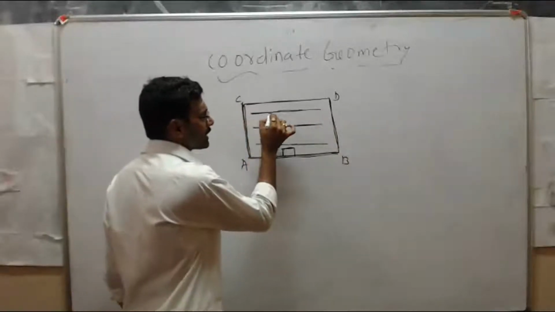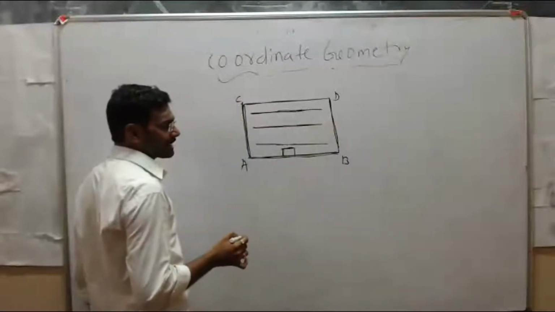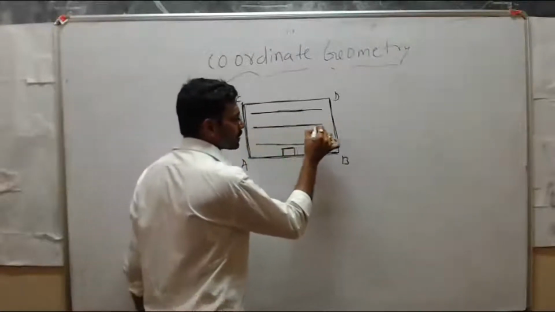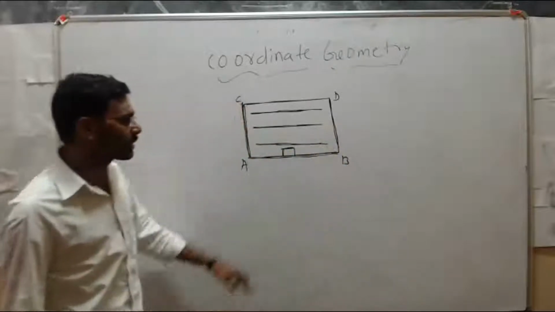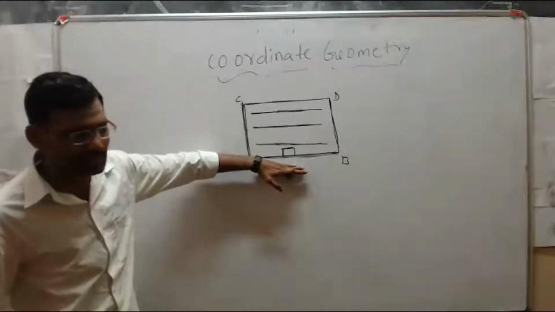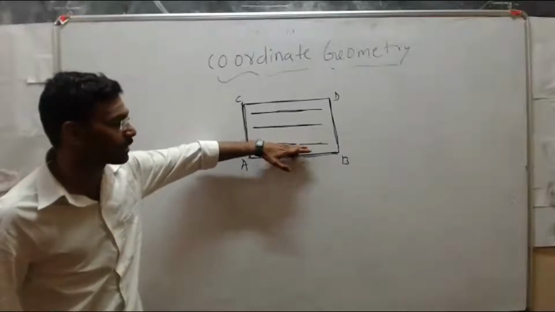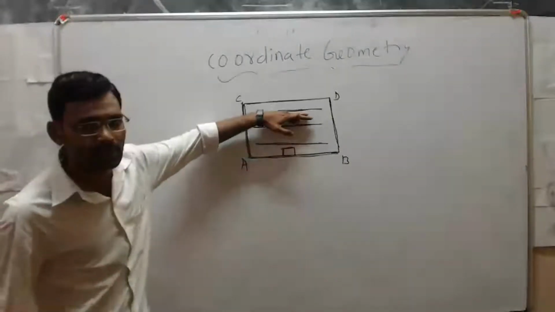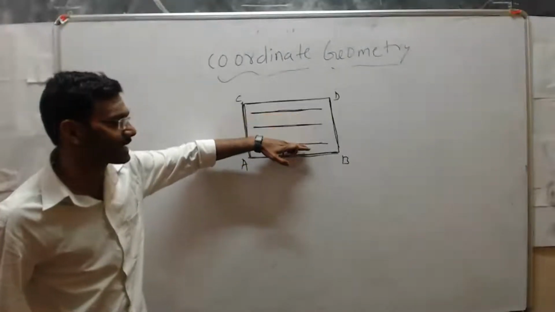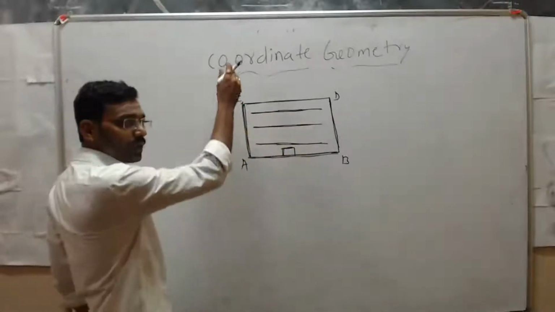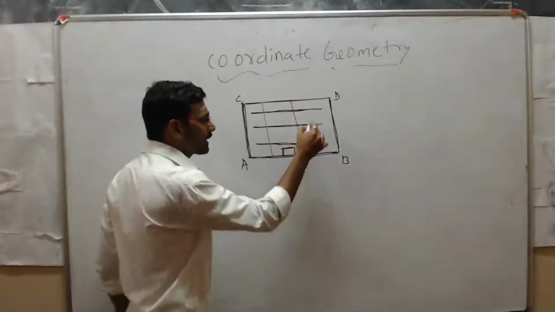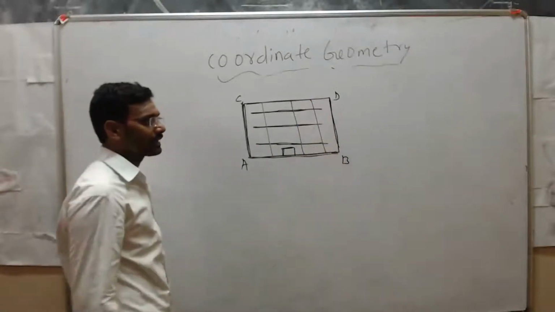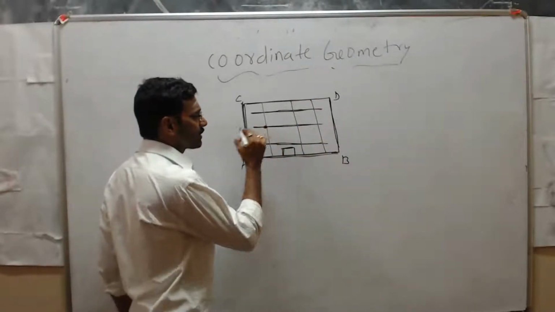This position belongs to the x-axis because AB is horizontal. This is also horizontal. Then AC is vertical, and this is also vertical. Then the position of the student is here.